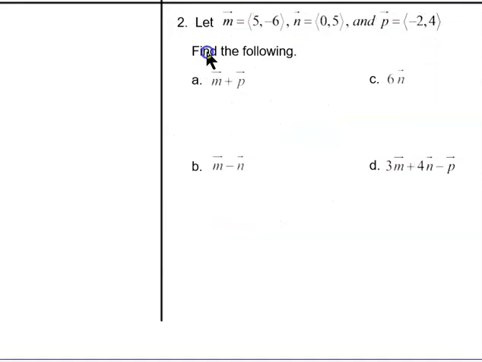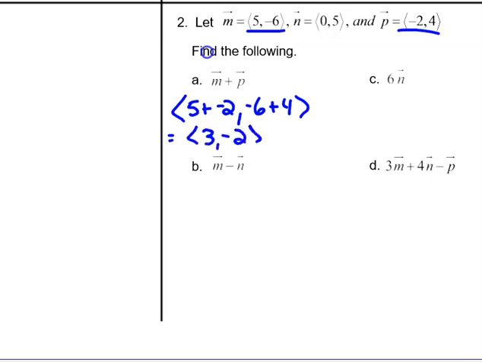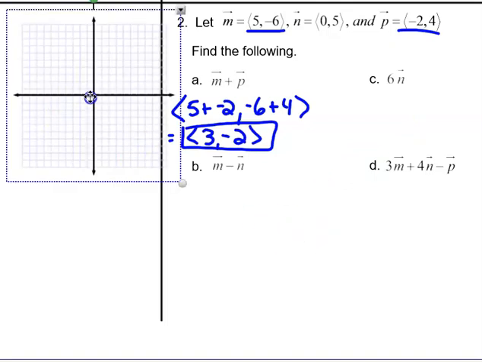Okay. So m plus p. What we're going to do is take the x of m added to the x of p, and then we're going to do the same with the y's. Negative 6 plus 4. So we end up with 3, negative 2. Okay? So just to show you what that looks like.